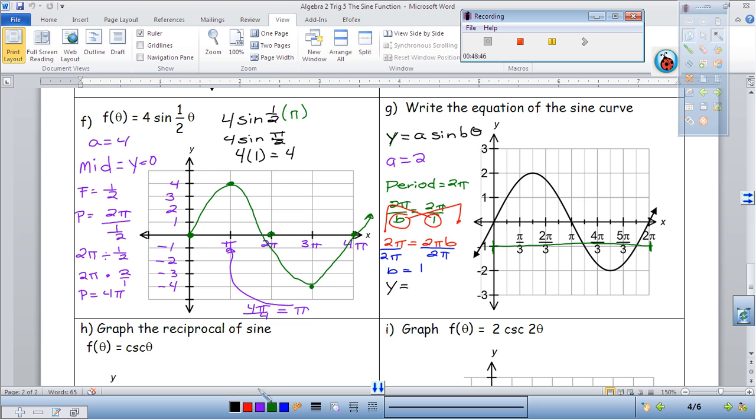So y equals my a value, which is 2. Now we're going to plug everything in. The amplitude is 2, so the a value is 2 right here. Times sine. My b value was 1. Times theta. So the equation of this graph is y equals 2 times the sine of theta. Any questions over that?